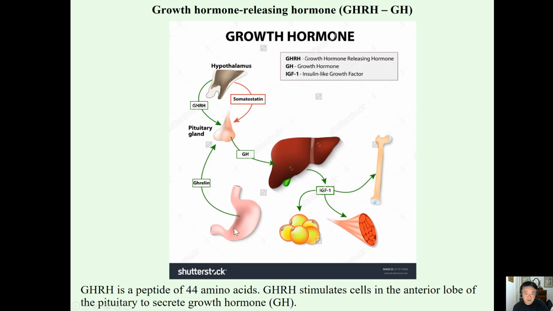So here's another one, and this is in the stomach. It produces a hormone called ghrelin. This is actually the only hunger hormone in the body. Many hormones regulate satiety, but this one directly induces hunger. Then come back to the hypothalamus.